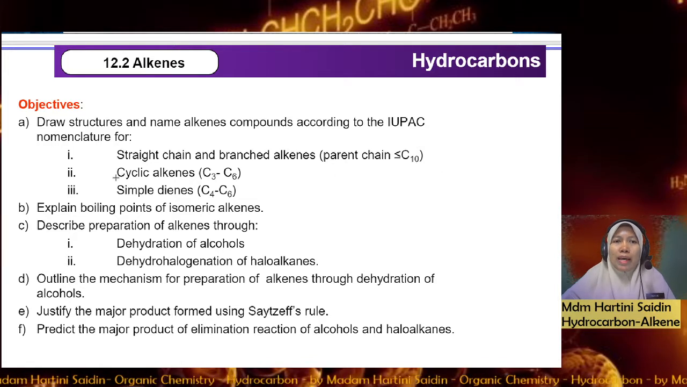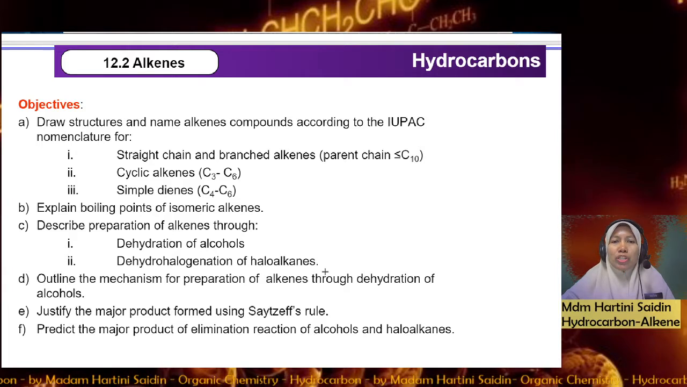Number 2, cyclic alkenes from carbon 3 until carbon 6. Simple dienes from carbon 4 until carbon 6. B, explain boiling points of isomeric alkenes. C, describe preparation of alkenes through dehydration of alcohols and dehydrohalogenation of haloalkanes.